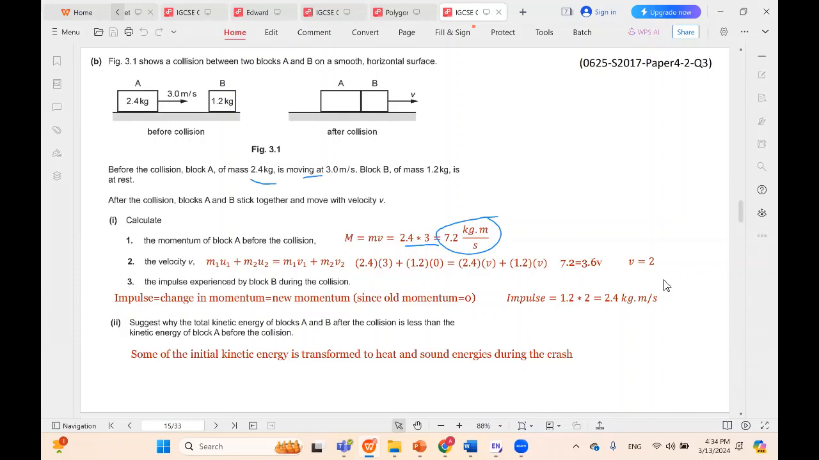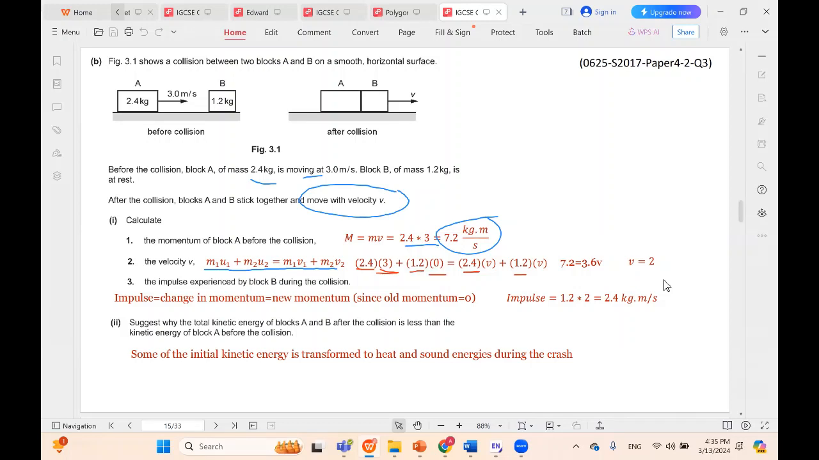Then we want to get the velocity V, which is the velocity of the two bodies as they move after the collision. So we apply the momentum equation, m1u1 plus m2u2 equals m1v1 plus m2v2. And we plug in each value at a time. So we have A has a mass of 2.4. So this is 2.4 and this is also 2.4. B has a mass of 1.2. So we plug the same mass here and there. B is initially at rest, so the speed is 0 initially, and the speed of A initially is 3.